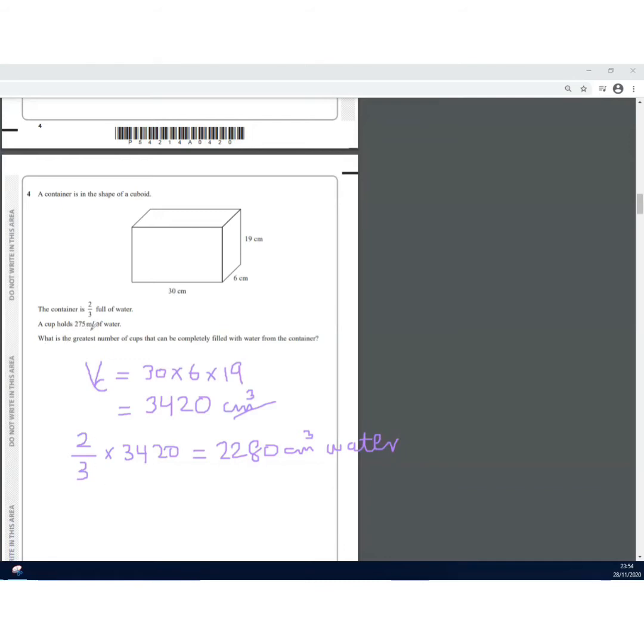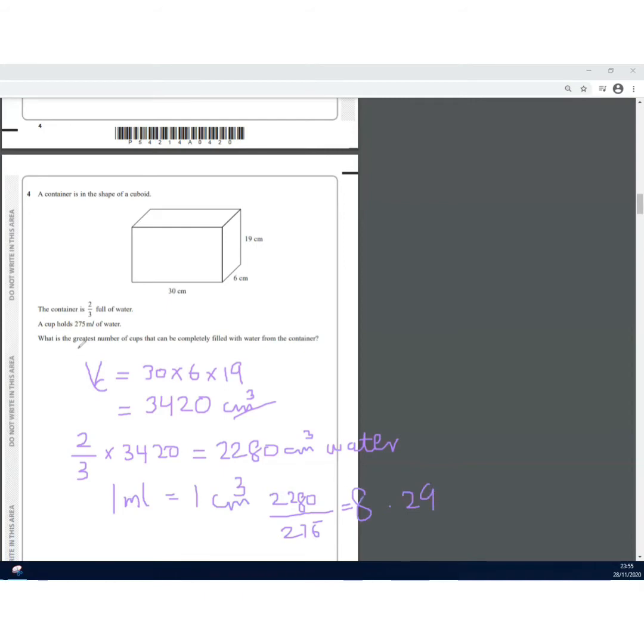And each cup holds 275 milliliters of water. So the conversion is already there, which is 1 milliliter is equal to 1 centimeter cubed. So it's already in centimeter cubed, and each cup basically holds 275 milliliters of water. So if I simply divide 2280 by 275, it will give us the total number of cups that can be filled, which gives us 8.29.